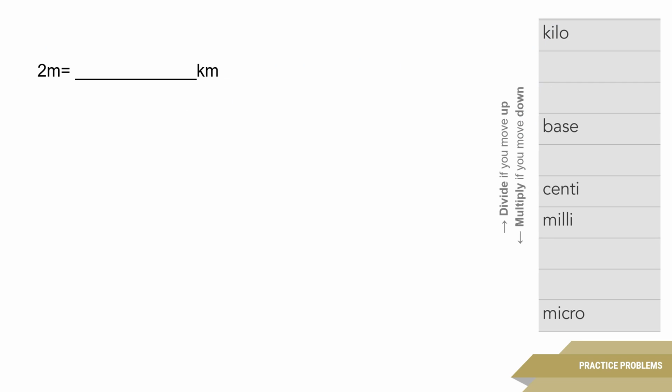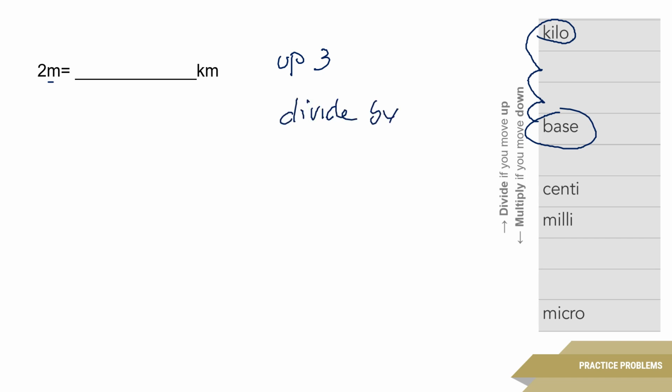Okay, so what happens if your quantity isn't just 1, and you have something like 2? Well, let's see what we do. So I have meter, my base unit. I'm going to kilometer, so kilo. So again, I've got to go up 1, 2, 3. So up 3. And remember, when you move upwards, you divide. So I'm going to divide by 10 to the third. So I'm going to take 2 from the 2 meters and divide by 10 to the third.